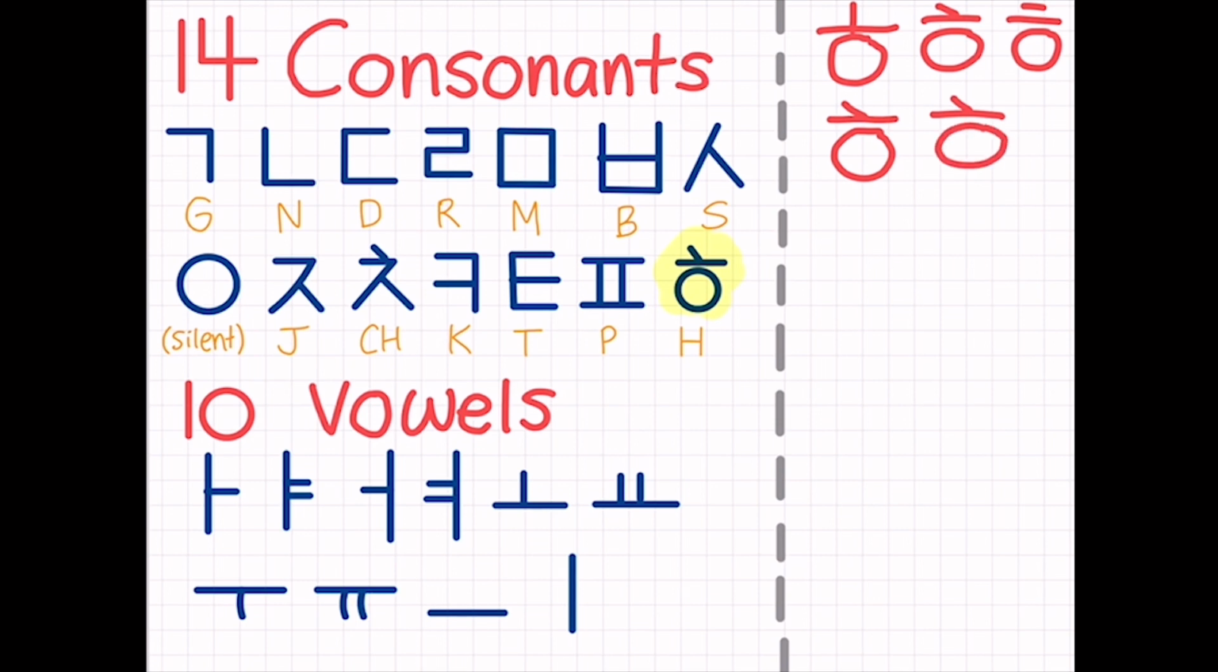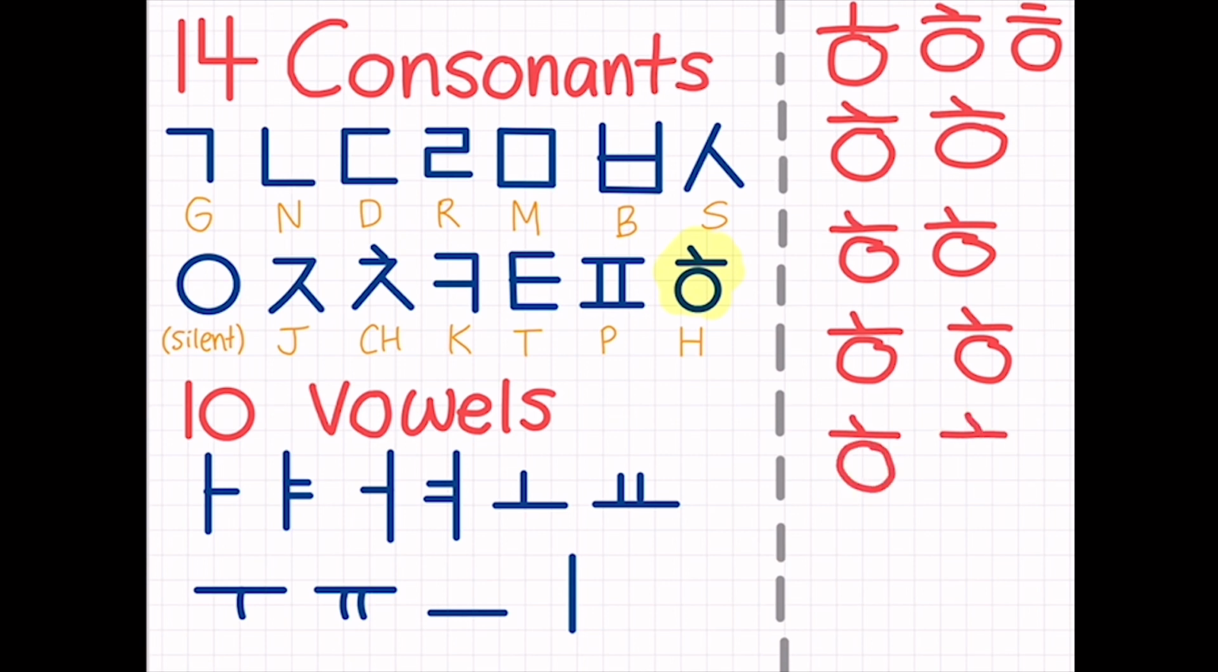Hee-ut. Hee-ut. 히읗 히읗. So if you guys read this, it kind of seems as if I've written a lot of it when someone's laughing, right? Okay, so we've seen and learned the 14 consonants.